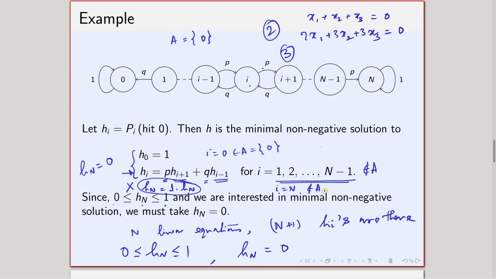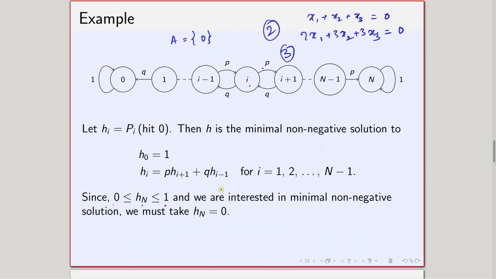What we can do from here is that, see, we have the constraint that P plus Q equals 1. So I can write (P plus Q) Hi equals P Hi plus 1 plus Q Hi minus 1. Now you see what I can write from here. If I keep the P term on this side, it is P times (Hi minus Hi plus 1) equals Q times (Hi minus 1 minus Hi).